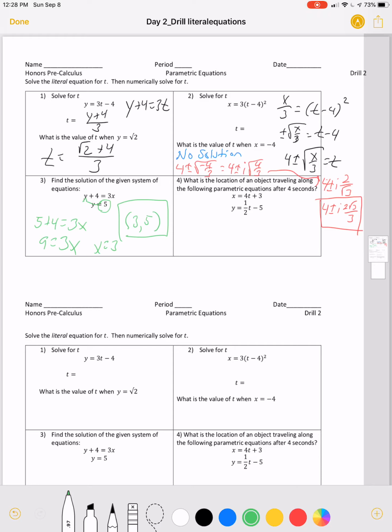And then I believe that the last one here, number 4, is probably the easiest one. You're literally just going to find the location of the object traveling along these parametric equations. At 4 seconds, we're going to plug 4 in for t and see what we get out for x and y. So let's go ahead and do that.